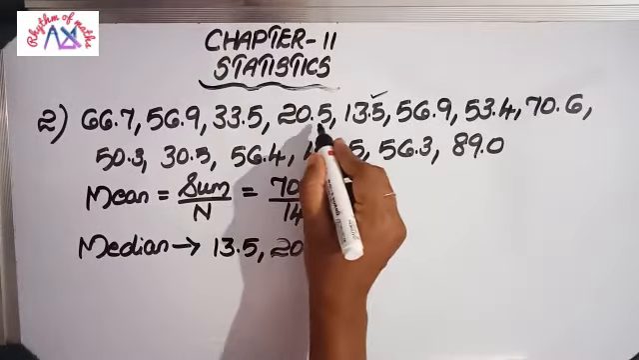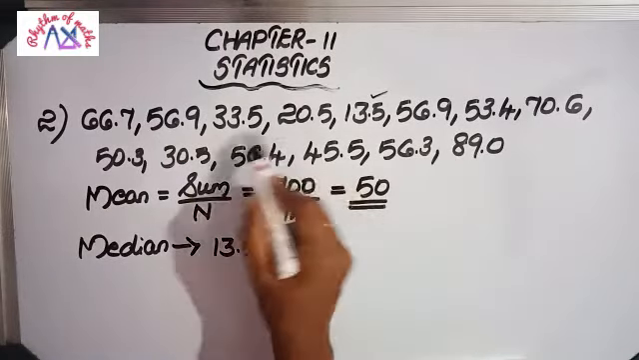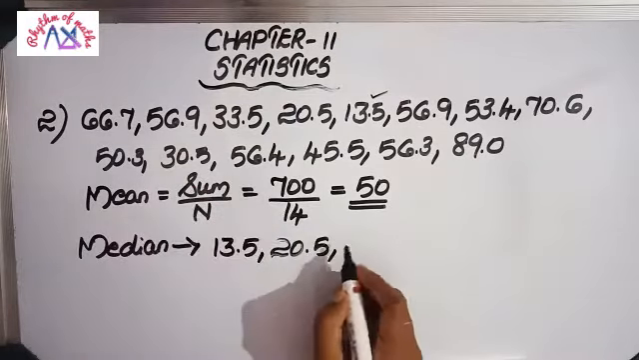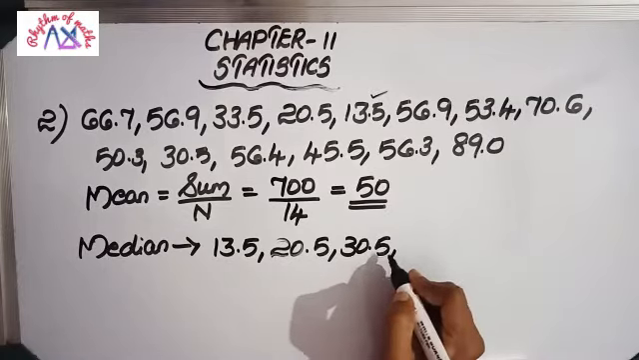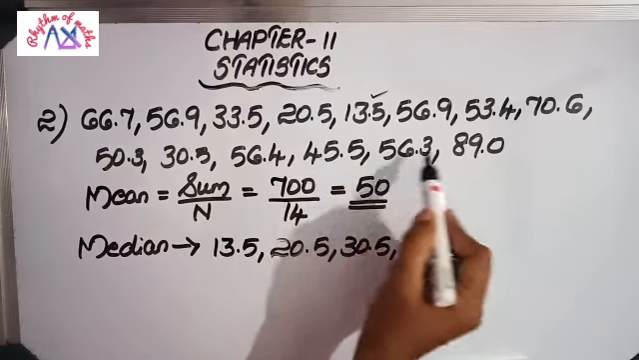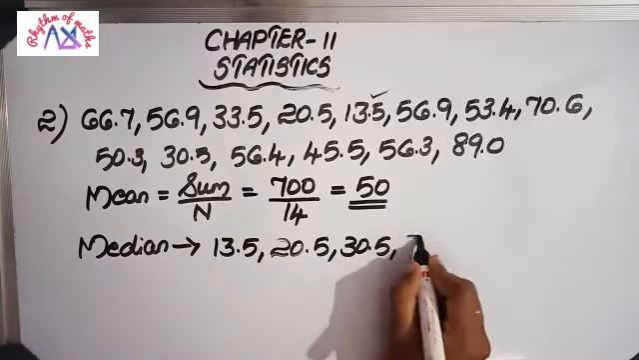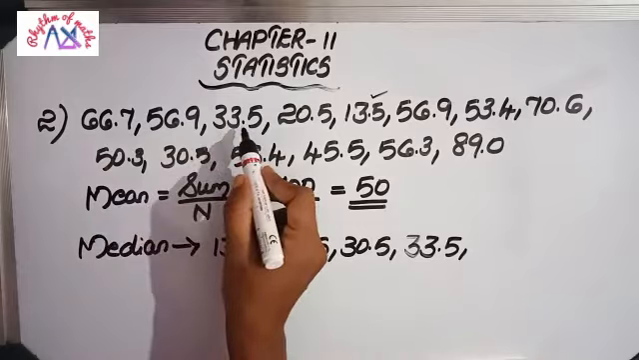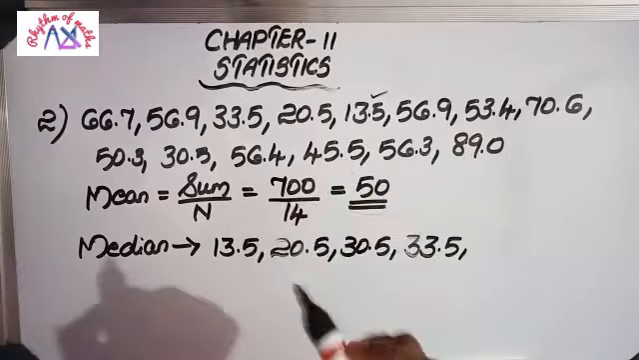After 20.5, next value is, 20 value is not there, so next will be 30.5. After 30.5, next is 33.5. Like this you have to arrange. After 33.5, next is 45.5.